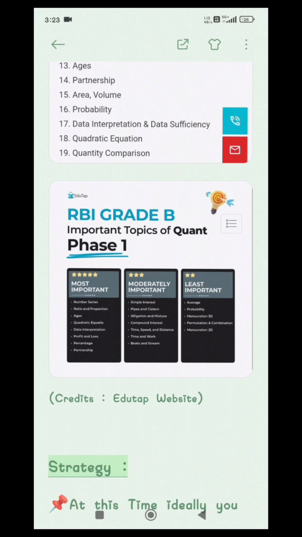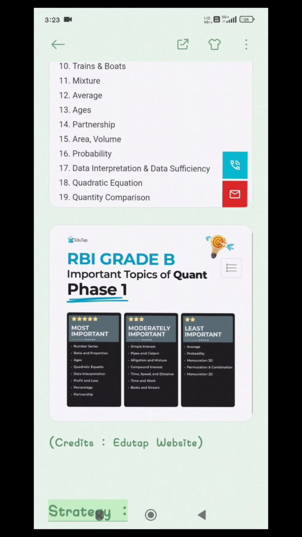Now what is important? Look, most important topics, moderately important topics and least important topics. Again, I have taken this from the RBI website. So what are the most important topics? Number series, ratio proportion, ages, quadratic equation, data interpretation, profit and loss, percentage and partnership.